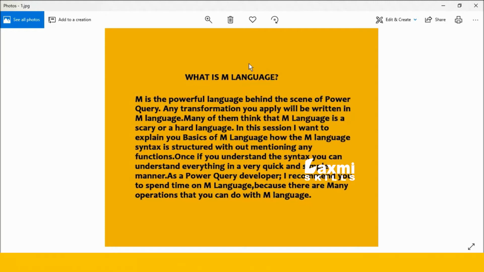Let's talk about M language. Okay. First, what is M language? M is a powerful language behind the scenes of Power Query. Any transformation you apply will be written in M language.